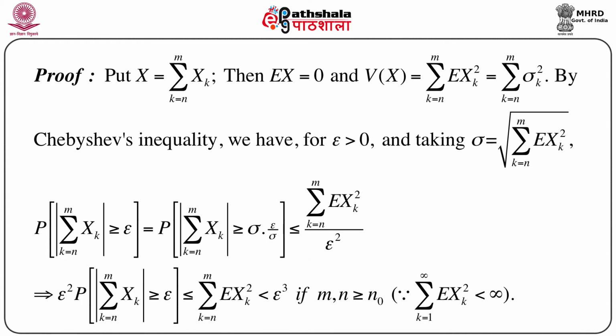So, let us consider the proof. First put capital X as summation x k, k equals n to m. Since expectation of x k equals 0 for every k, as given in the condition of Kolmogorov's convergence theorem, we immediately have expectation of X equals 0 and variance of X equals summation k equals n to m of expectation of x k square, which is nothing but summation k equals n to m of sigma k square.